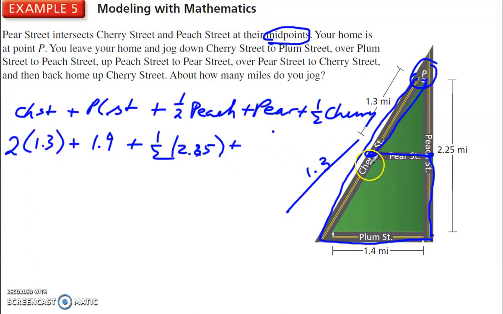Pear is half of Plum because of the midsegment. So half of 1.4 and half of Cherry is 1.3. Tally all of those up and you have run approximately 7 miles.